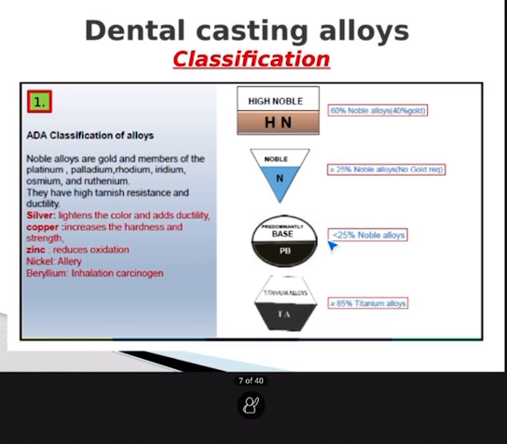And nickel has some problem in that it will cause allergy in some patients. And beryllium is very problematic, especially if lab personnel or any person inhales it, it can cause cancer. It is called a carcinogenic material.